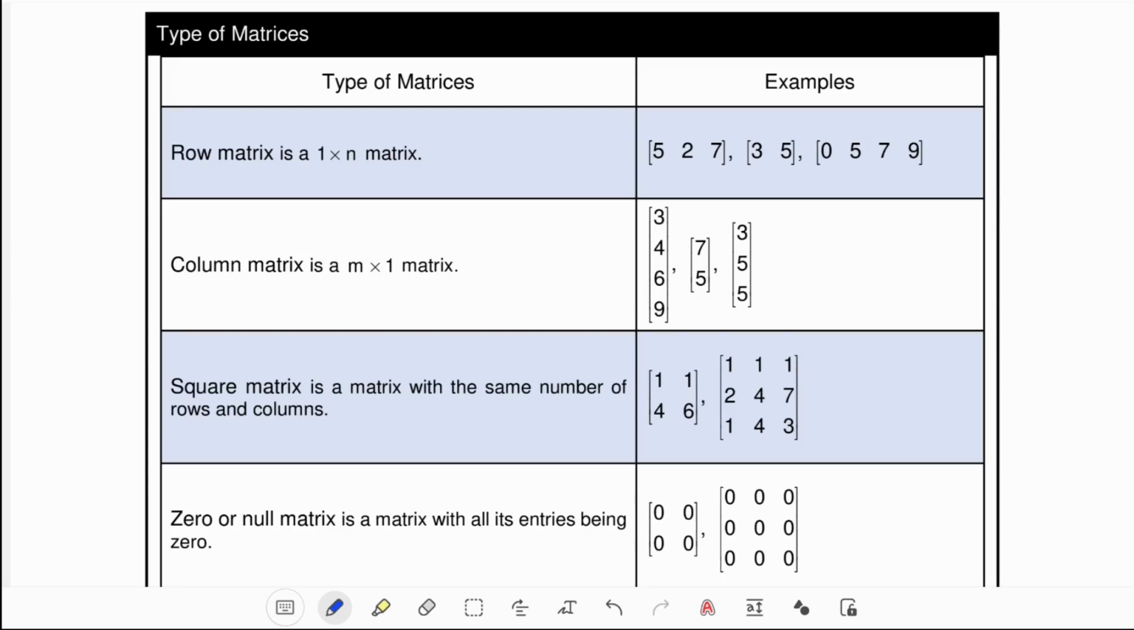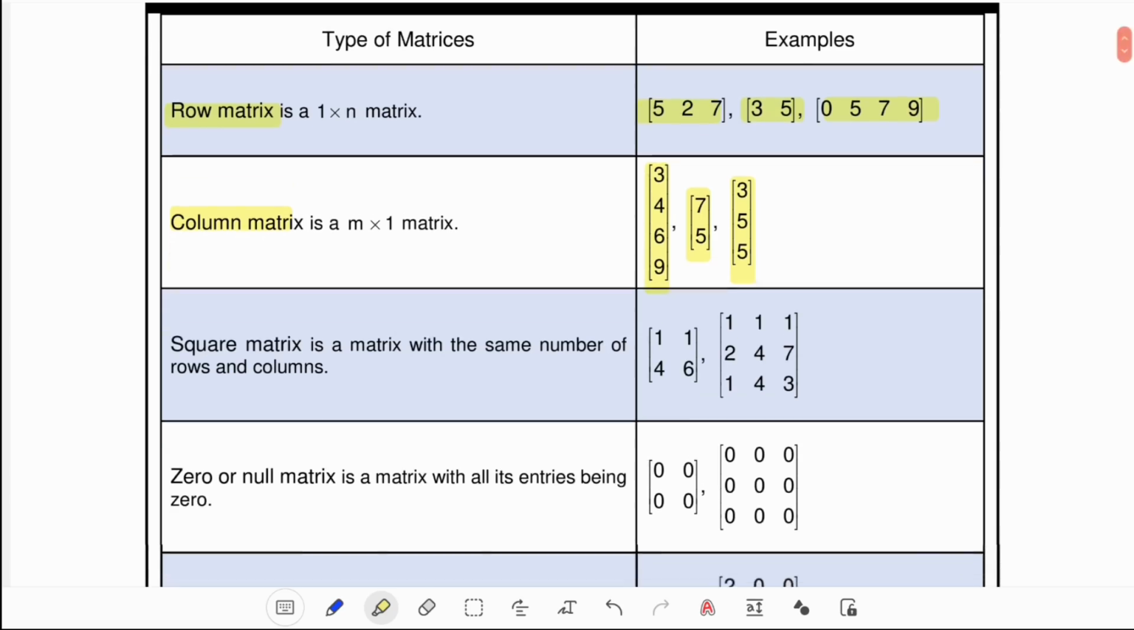Right, the next part, we are going to go through a few types of matrices. So the first type of matrices, we call it a row matrix. So row matrix means that the given matrix only consists of one row. So this is the example for the row matrix. Next, we have column matrix. So column matrix means that the matrix given only has one column. So this is the example.